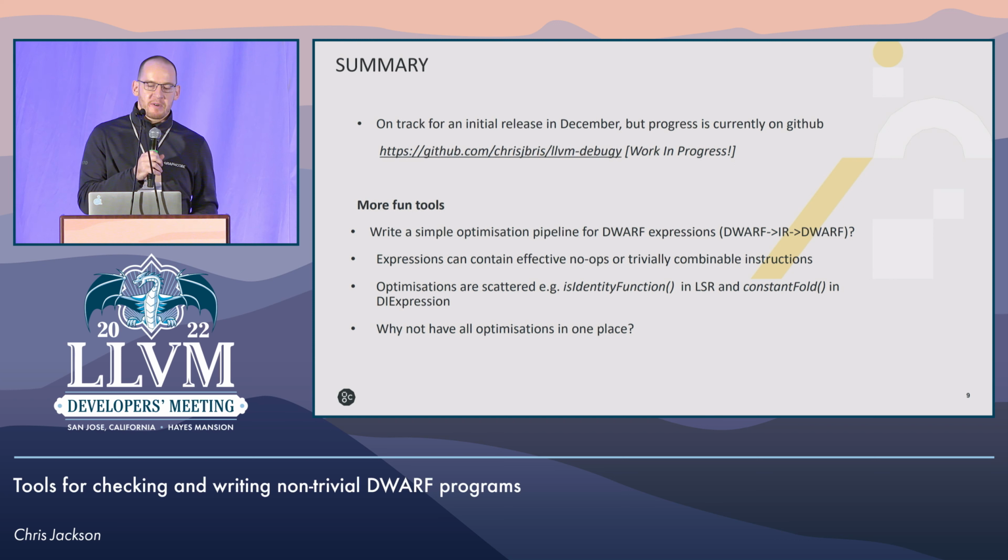Currently, there are optimizations for DWARF expressions scattered throughout LLVM. There's one in DIExpression and one in LSR, and I think it would be useful to have these all in the same place, so that transforms that generate DWARF expressions can concentrate on the correctness of the expression, and the efficiency can be taken care of somewhere else.